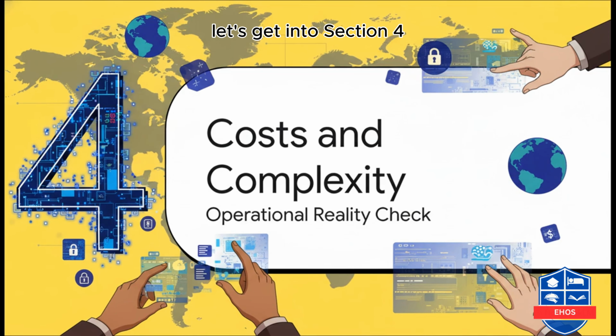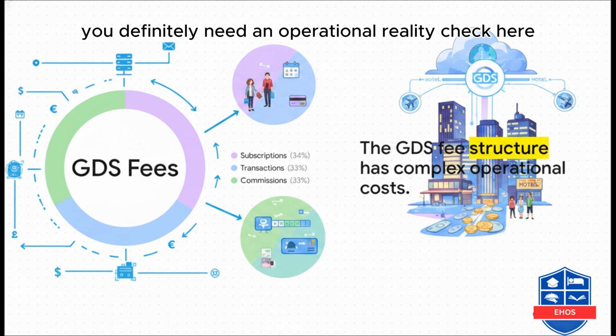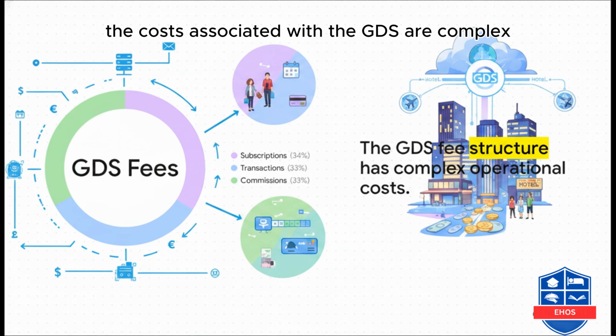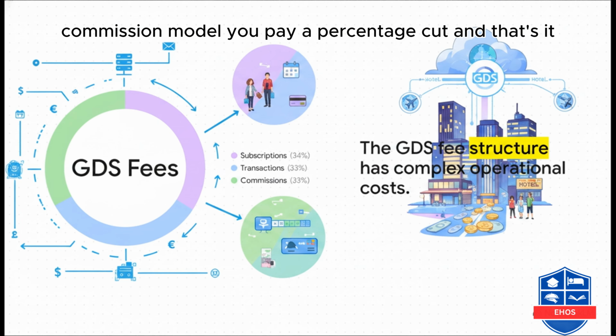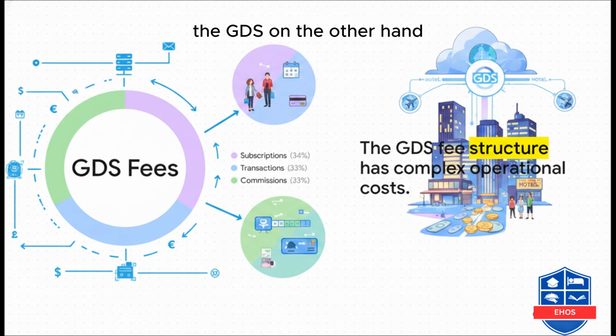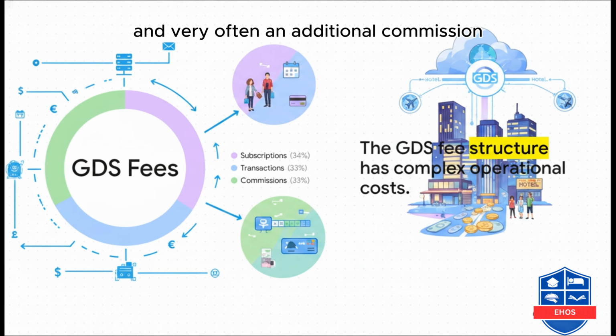Let's get into Section 4, Navigating Costs and Complexity. As future hospitality leaders, you definitely need an operational reality check here. The costs associated with the GDS are complex. If you look at consumer OTAs, they mostly work on a very straightforward commission model. You pay a percentage cut, and that's it. The GDS, on the other hand, involves a multi-layered fee structure. A hotel has to pay monthly subscription costs to the provider, individual transaction fees for every single booking that gets made, and very often an additional commission paid directly to the travel agency that facilitated the reservation.